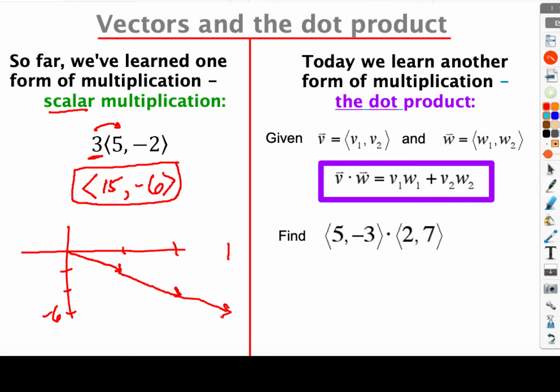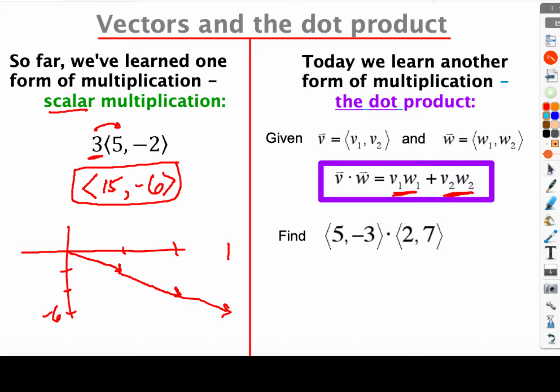Now a dot product, on the other hand, is just another way of multiplying two vectors together. It's not a scalar multiple. We're actually going to take two whole vectors and multiply. And it's a fairly simple process. Notice up top here we've got V1 and V2 that make up vector V, and W1 and W2 making up vector W. And what we're going to do is multiply the two horizontal components and the two vertical components, and then add them up.